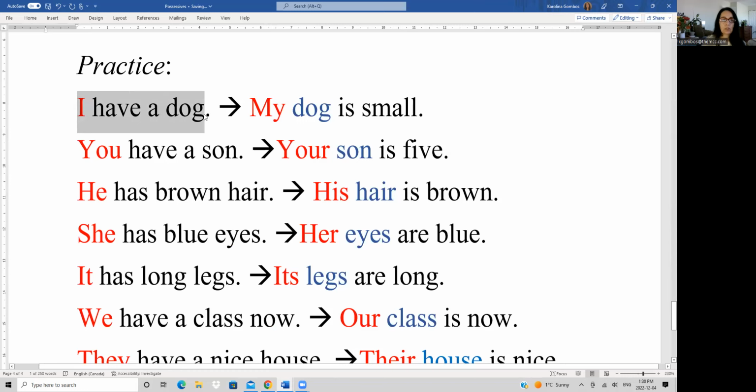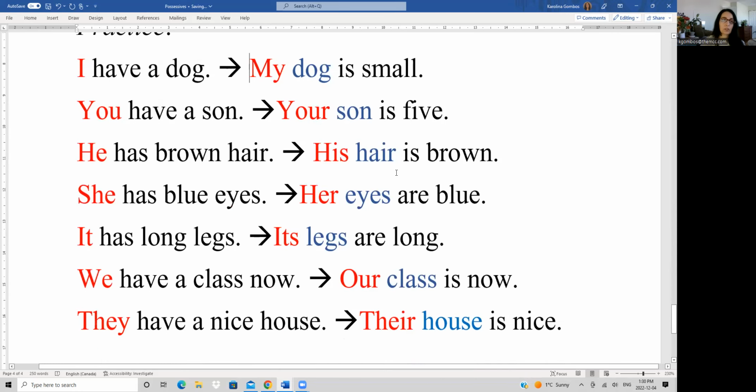I have a dog. My dog is small. You have a son. Your son is 5. What is 5? 5 years old. But we don't have to write out 5 years old. You can say my son. Your son is 5, and everybody will know you're talking about 5 years old.